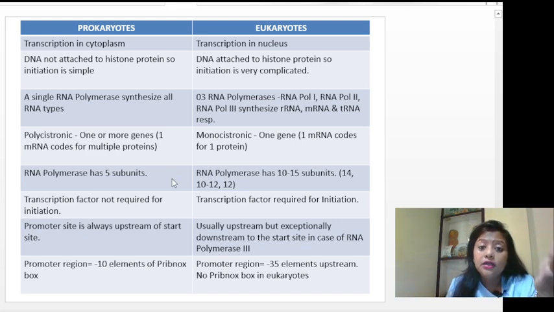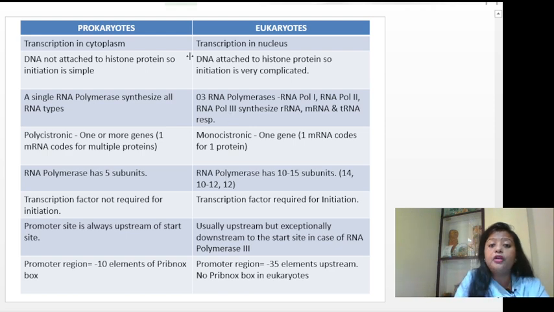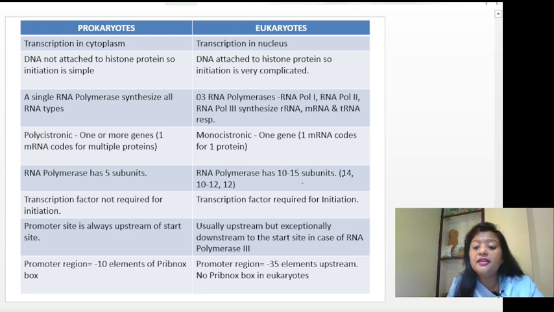In the prokaryotes, RNA polymerase has 5 subunits. In the eukaryotes, since there are 3 types, RNA polymerase has 10 to 15 subunits. You can see RNA polymerase 1 has 14, RNA polymerase 2 has 10 to 12, and RNA polymerase 3 has 12 subunits. I just wanted to tell you about it.